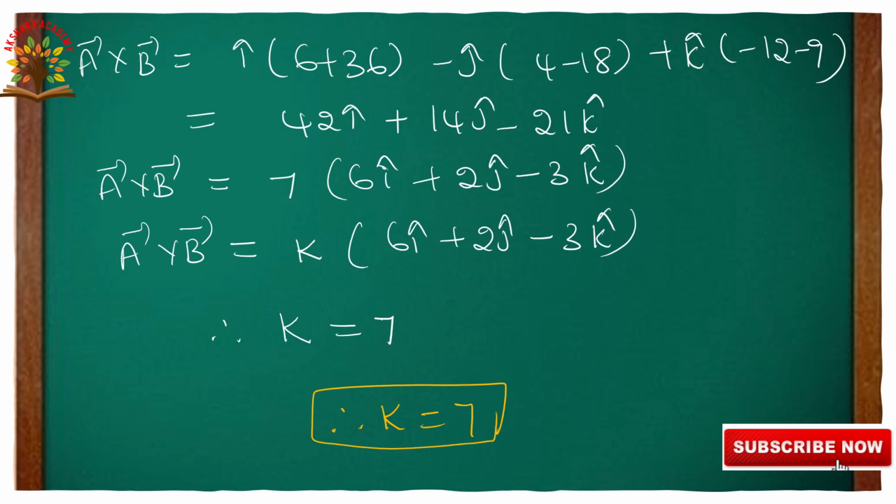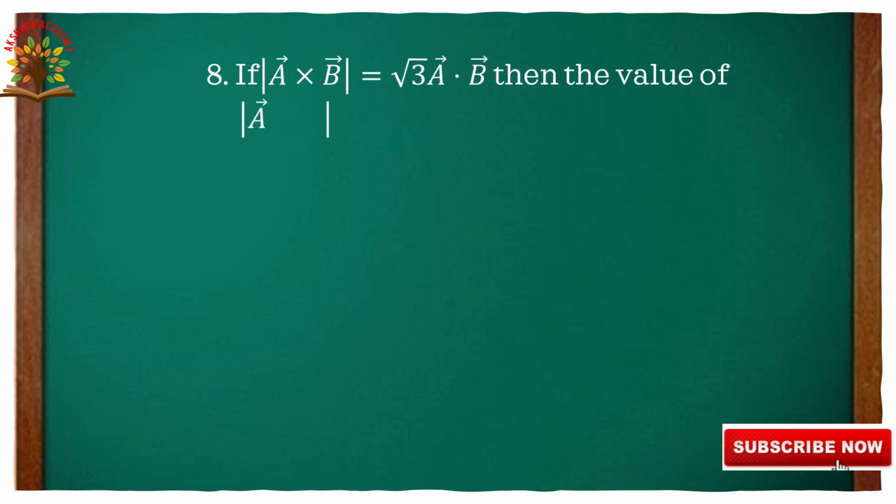A bar cross b bar is equal to 7 of 6 i cap plus 2 j cap minus 3 k cap. Next we will go to the next question. Eighth question: if modulus of a bar cross b bar is equal to root 3 into a bar dot b bar, then the value of modulus of a bar plus b bar is, here we have to calculate modulus of a bar plus b bar. Now let us go to the solution.